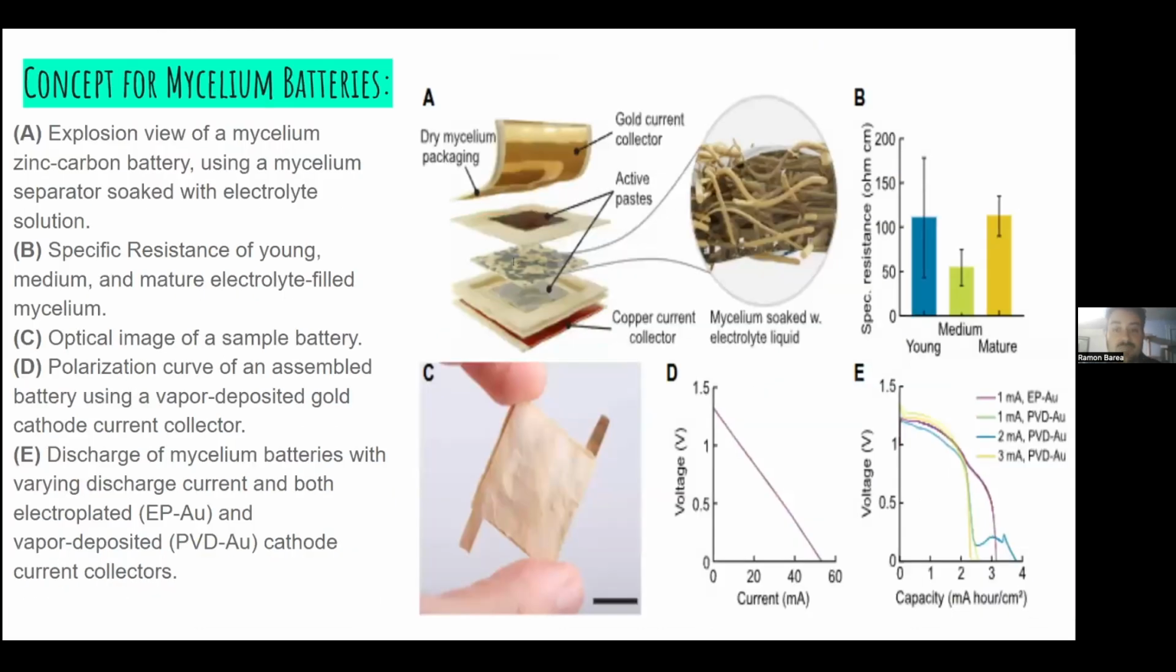We can also create batteries. We can take those sheets, create a dry packing sheet, put a gold plating, another dry packing sheet on the other side, and in the center, soak mycelium with the electrolyte liquid that a battery would normally have. This is an example of a zinc carbon battery at 1.5 volts. If we put two of these batteries together, we get 3 volts, and that allows us to run basic microcontrollers for actual circuits you would see in the real world.